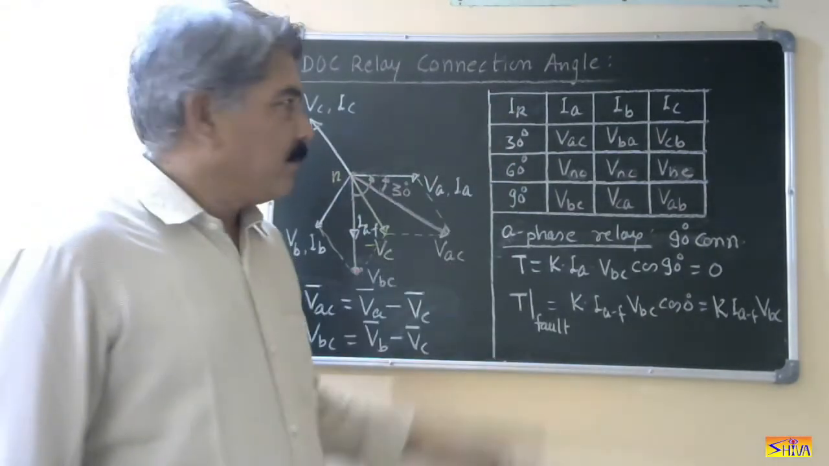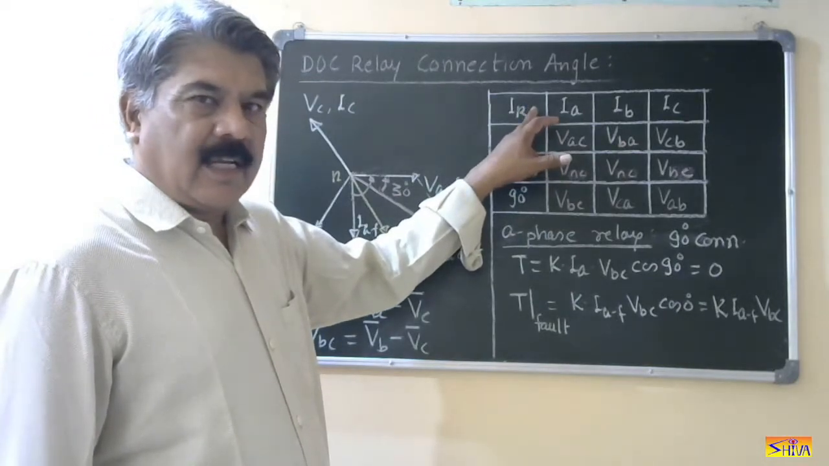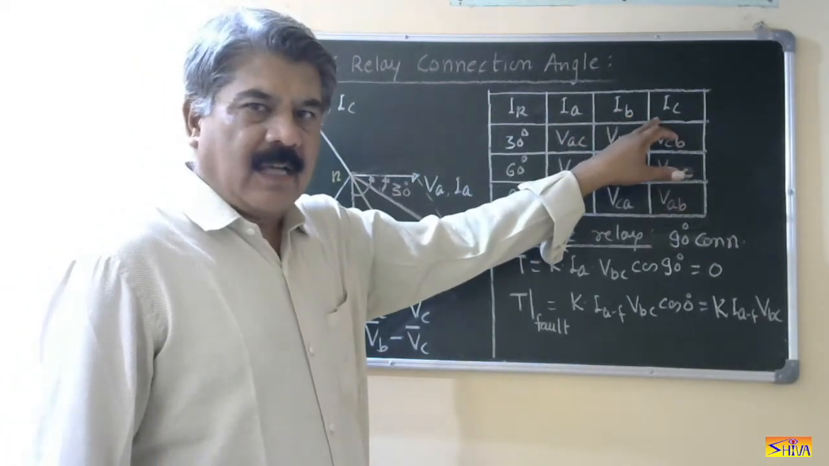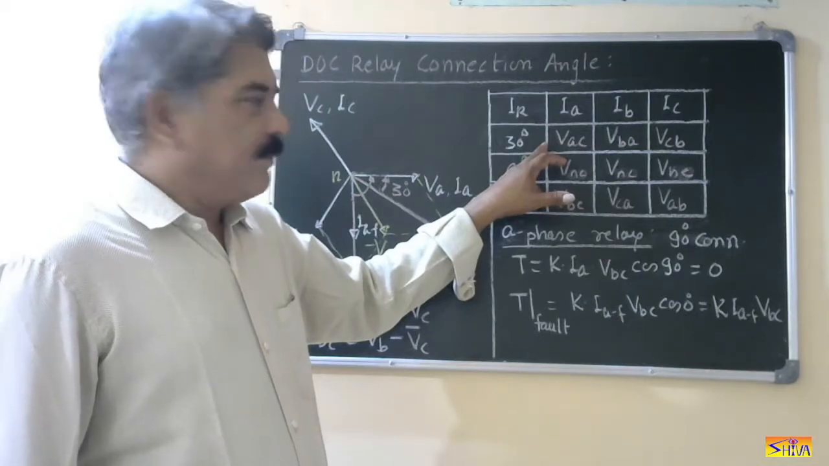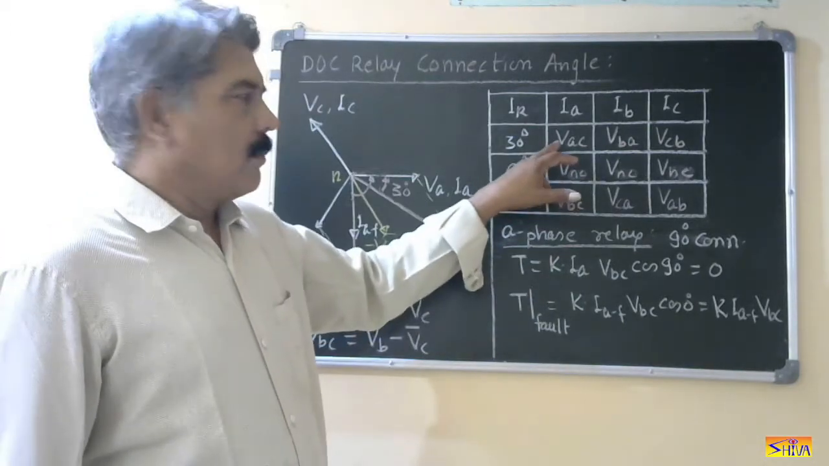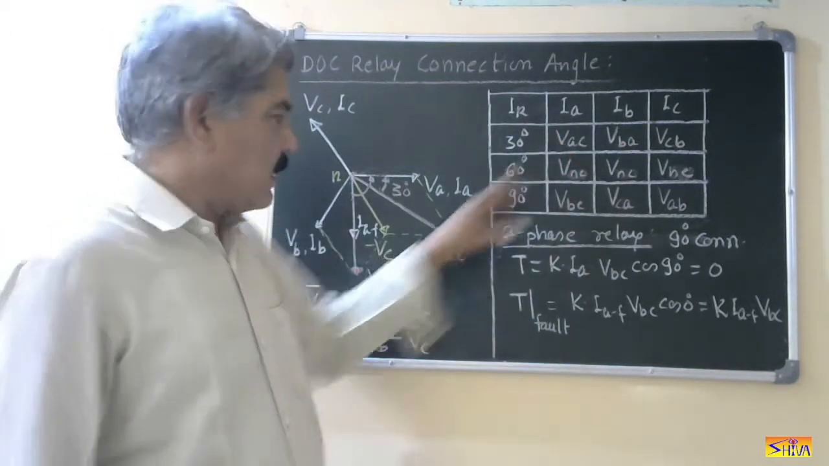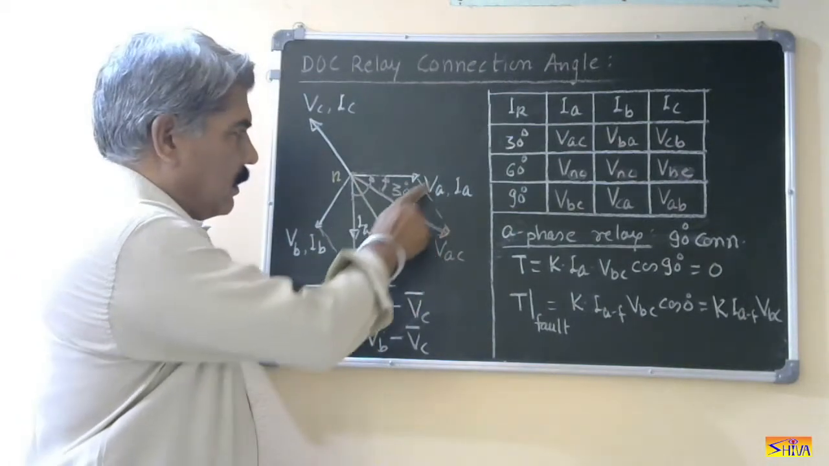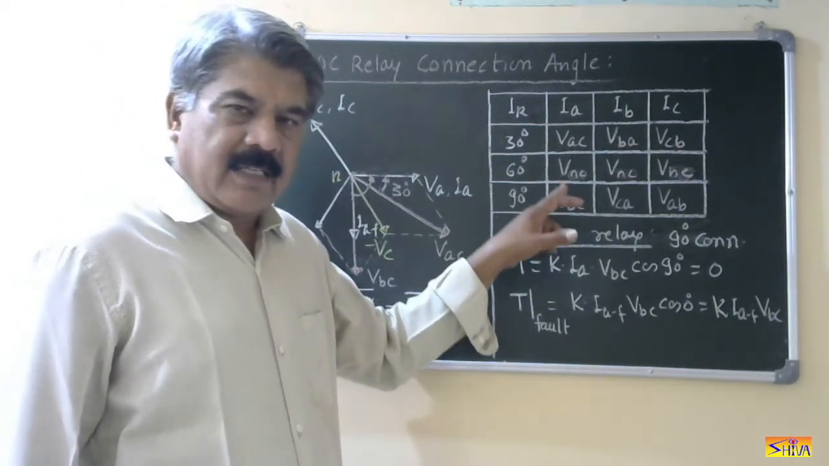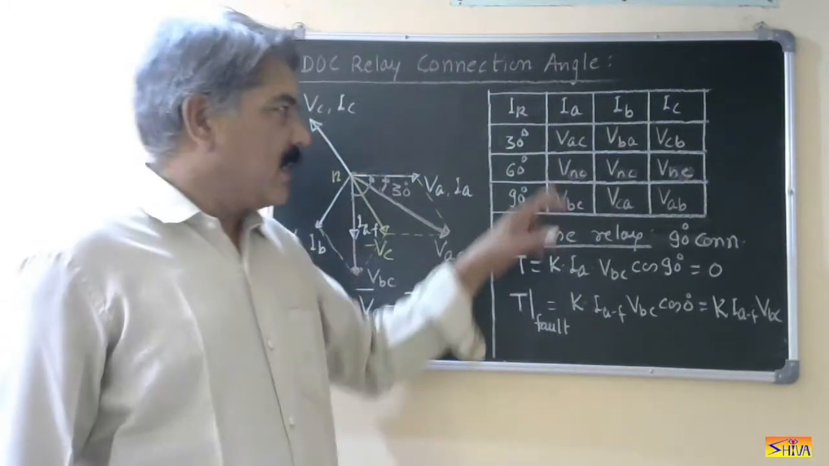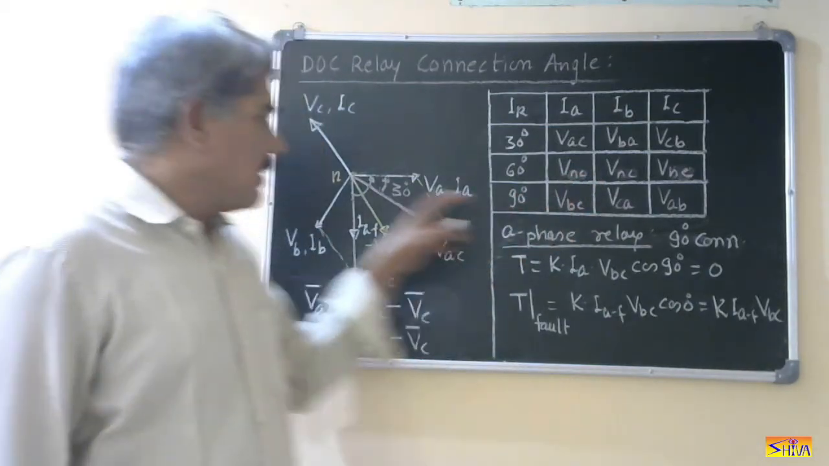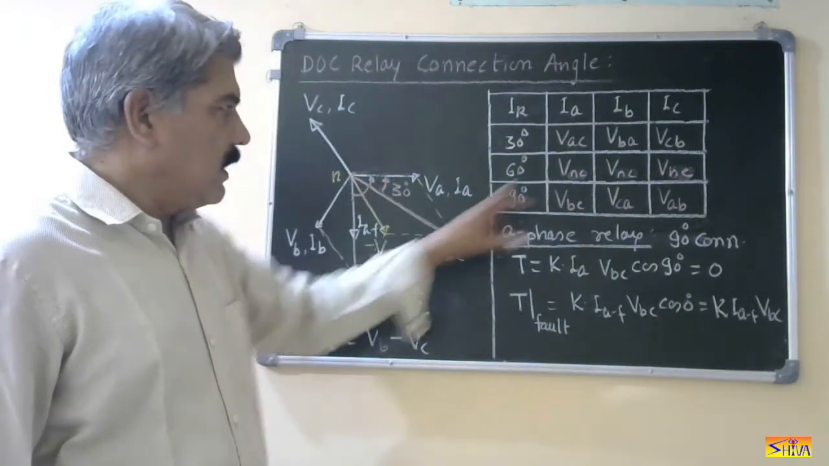Now look at this table. IR, that is relay current, for phase A is IA, for phase B it is IB, for phase C it is IC. Now for 30 degree connection, we are exciting the pressure coil or voltage coil of phase A by line voltage VAC. Current IA is leading by 30 degree. For 60 degree connection, we are exciting the pressure coil of phase A by voltage VA minus VC, or we can say that it is VAN minus VC. N is neutral point.